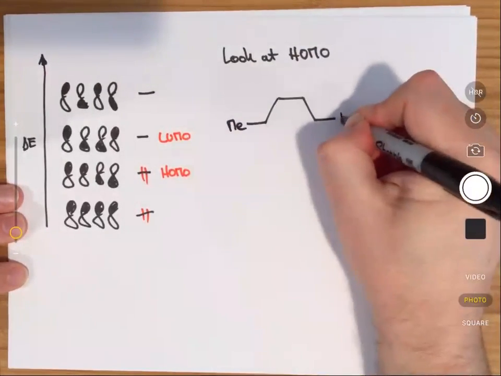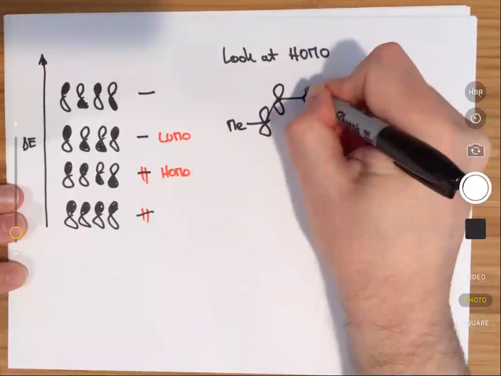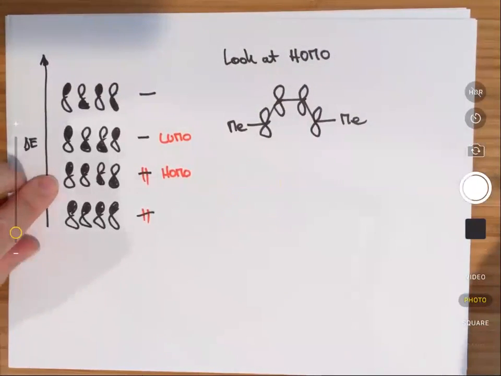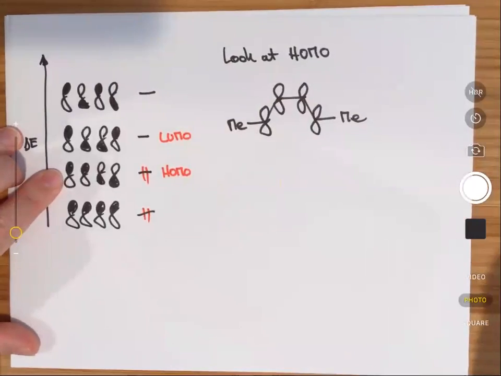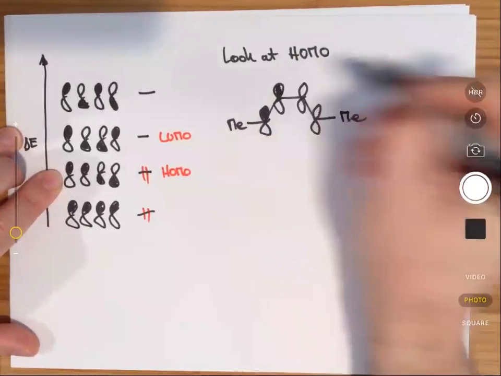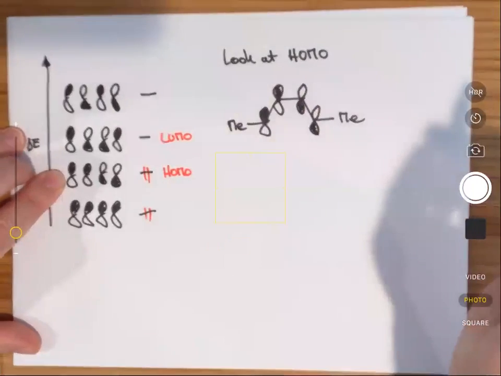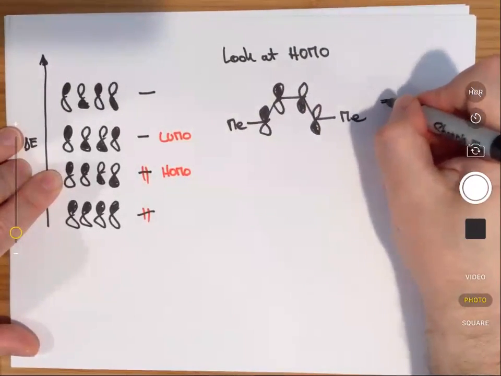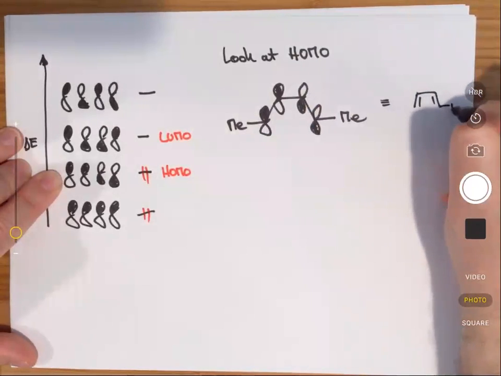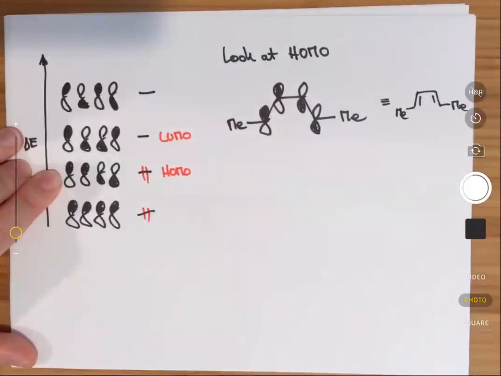So we have our 2 methyl groups at the ends here, and then we can fill in the lobes. It looks like this, and we just copy the shading from this highest occupied molecular orbital. So these 2 are shaded on the top, and these 2 here are shaded on the bottom. And this is just equivalent to the butadiene that we had in the previous case, right?